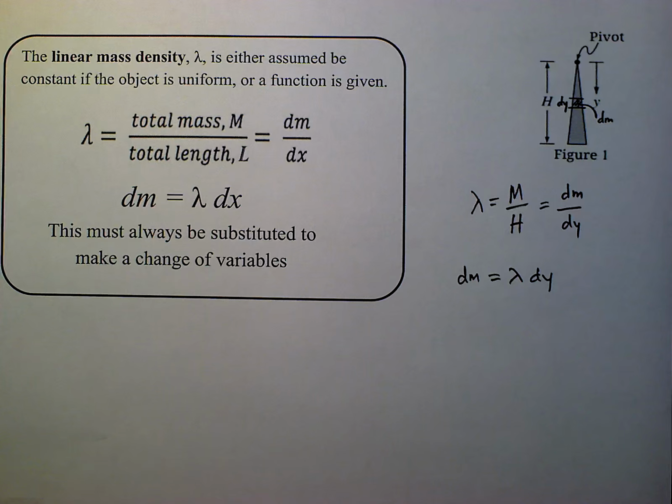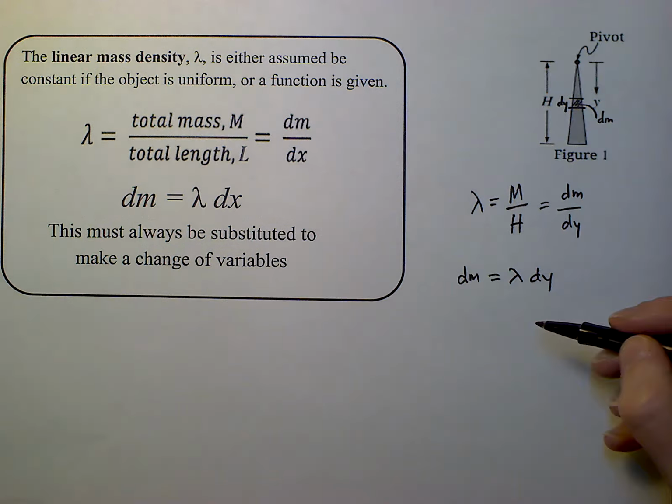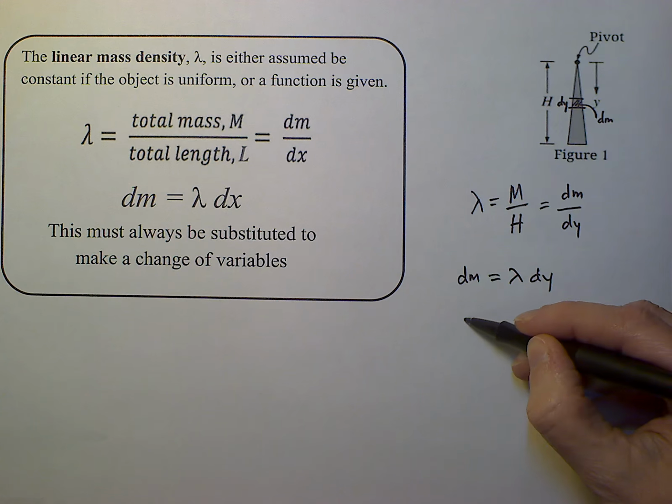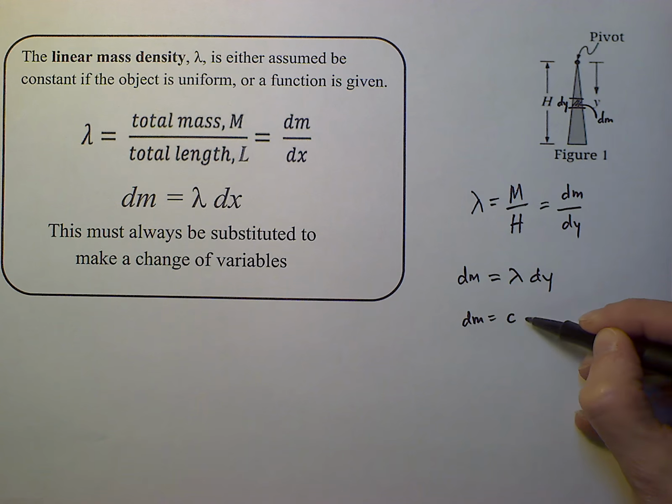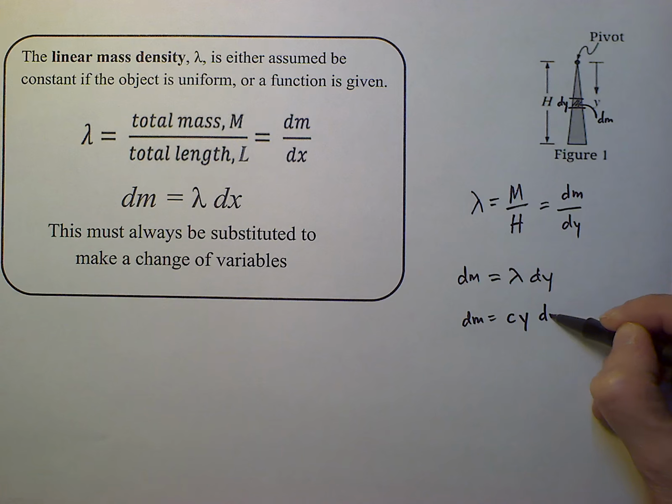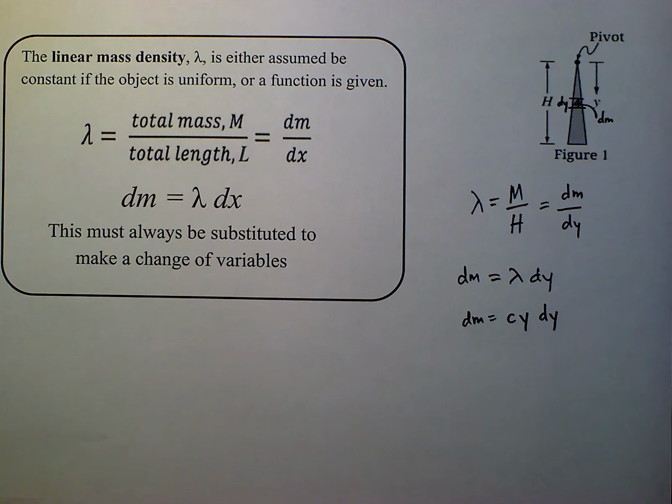Okay, so this is actually a statement that is always true. The small piece of mass would equal the linear mass density times dy, or possibly dx. In this case, my value of lambda is given to me as c times y. And so this is what I'm going to use in various parts of this problem.